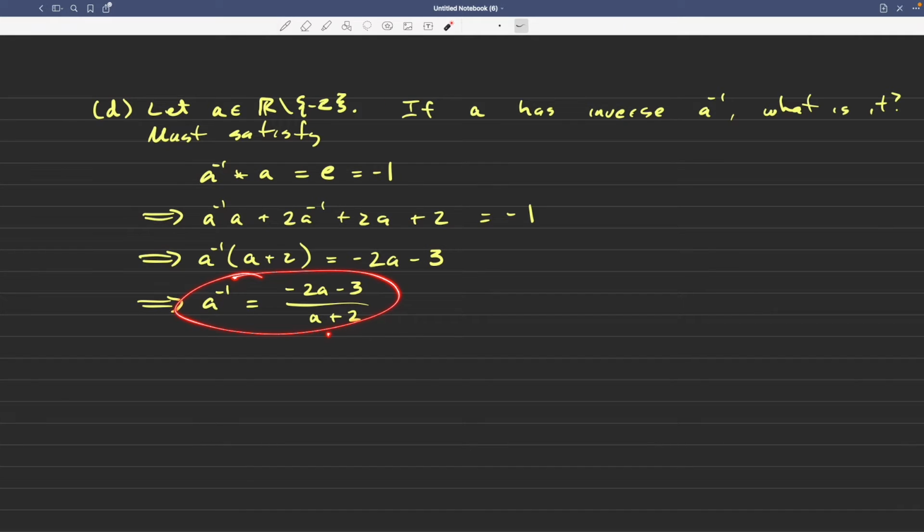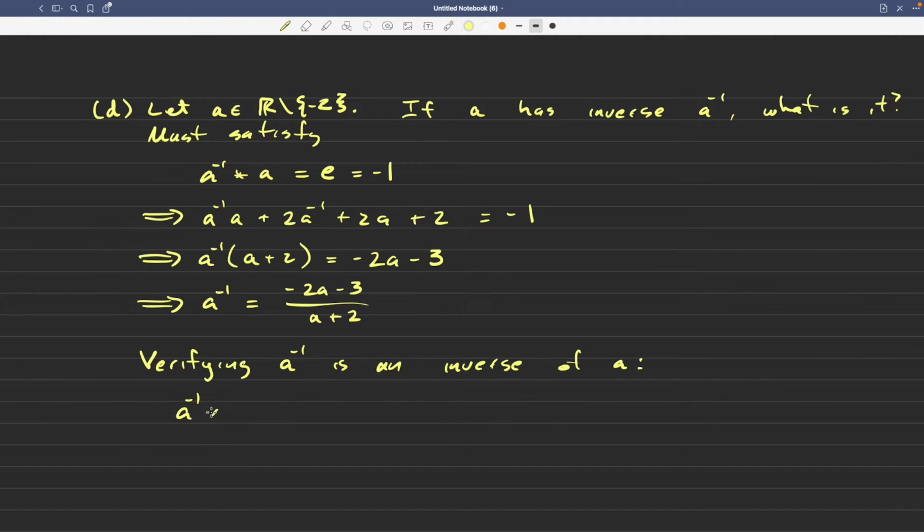And this seems like it would work for any A. We just have to verify that it actually is the identity, or the inverse. So we need to do A inverse star A, and we need to get back the identity. Well, that would be negative 2A minus 3 over 2A starred with A. And according to the way the operation works, I multiply the elements together.